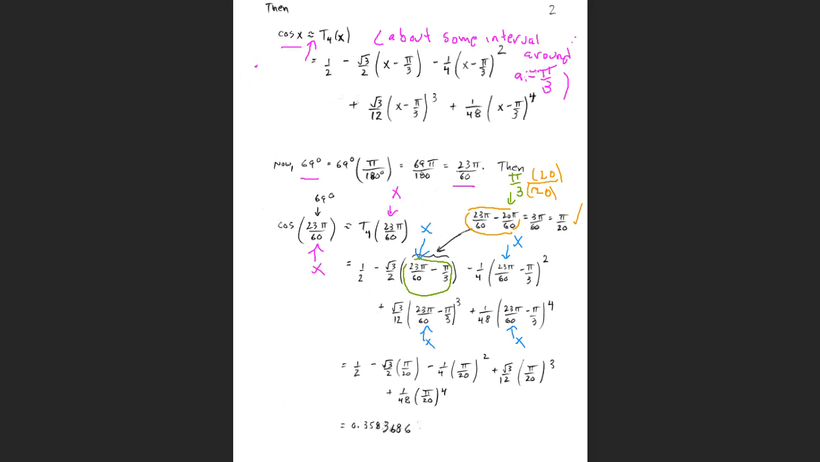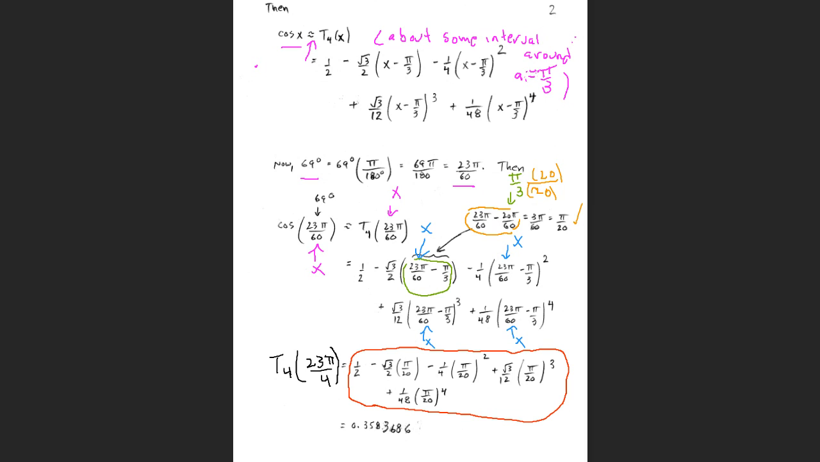So we could say then that the Taylor polynomial evaluated at 23 pi over 60 is equal to what you see here. And we have to work that out.